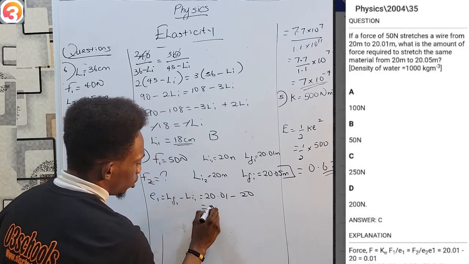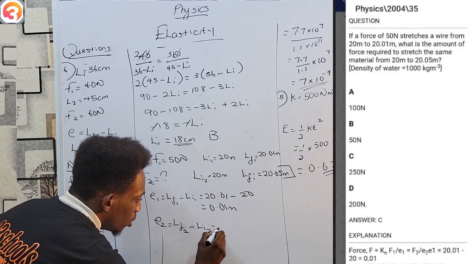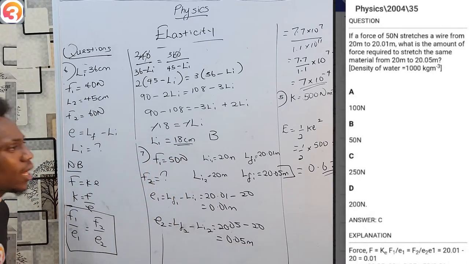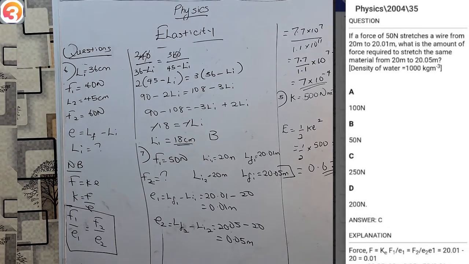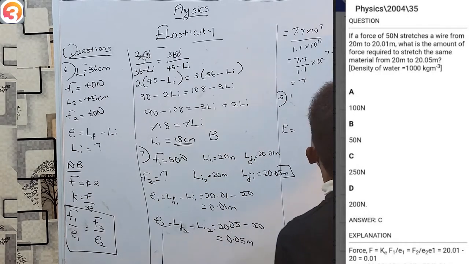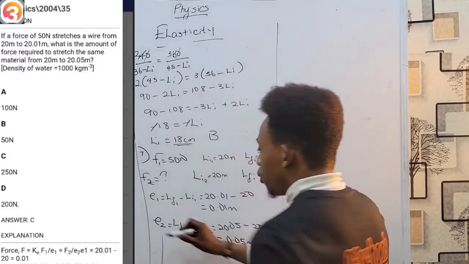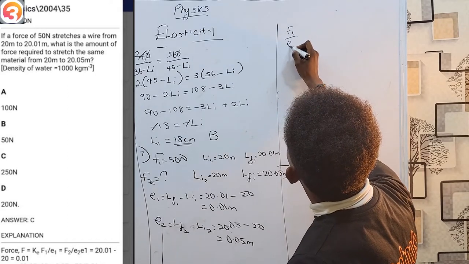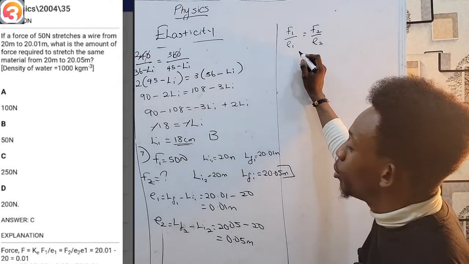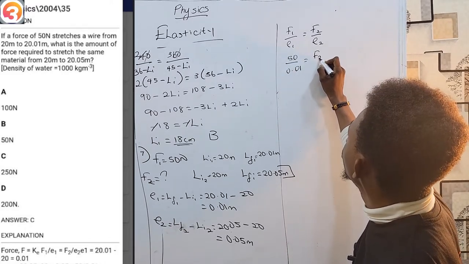20.01 minus 20 is 0.01 meters. While E2 will be LF2 minus LI2, 20.05 minus 20, which is 0.05 meters. So with that, I think I know all the values I will need to solve. I know F1, I don't know F2. I know E1, and I know E2. And those are what I will actually use in my solving. So let's go. Using the formula as we found here, F1 over E1. Remember I said you use this formula if I want to compare two different things. If there are two forces, you should be using this formula. So, it'll be 50 over 0.01 equals F2, which we do not know, over 0.05.